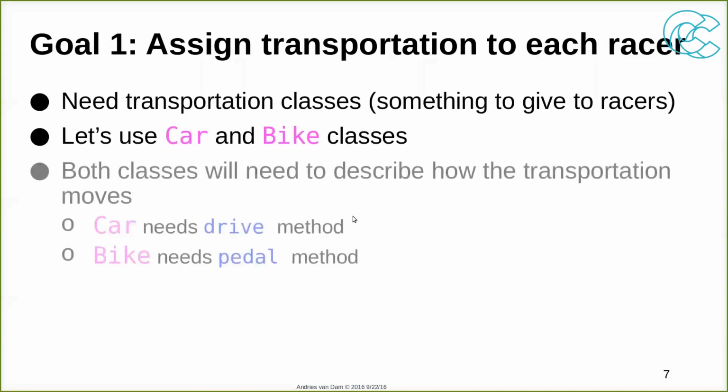Now let's see how we create these classes and then come up with the methods. Since we have the car and the bike transportation mechanisms, let's have two classes: the car class and the bike class. And there needs to be a mechanism to move, right? There has to be a method that makes the objects move. So here we have two methods. For the car, we have the drive method, which makes the car move. And for the bike, we have the pedal method, which makes the bike move.